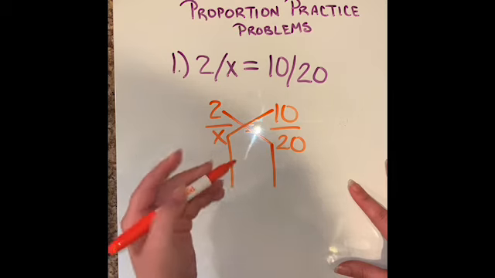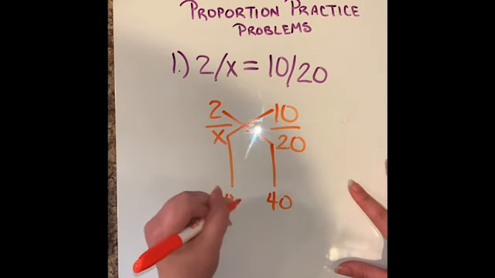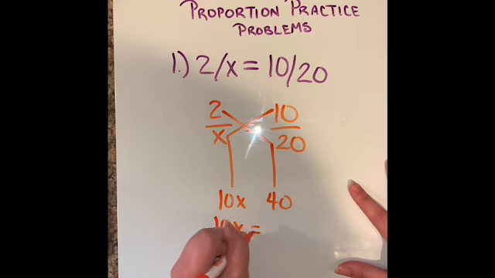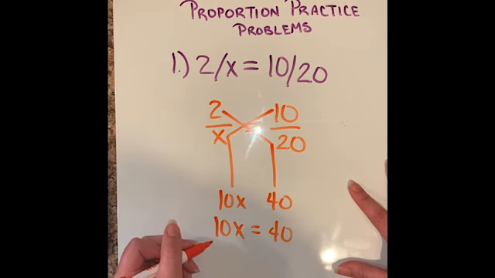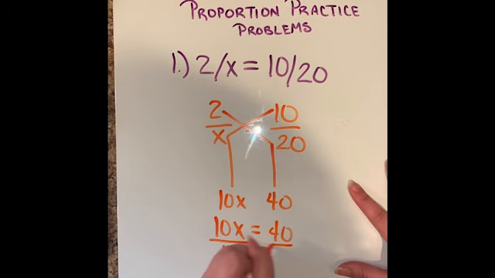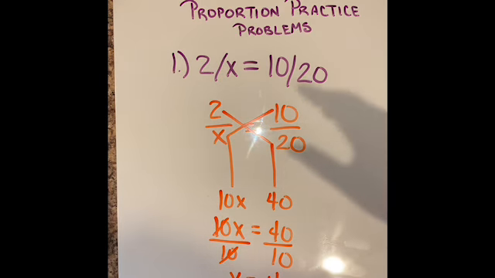So 2 times 20 is 40. 10 times x is 10x. So again, we're left with our equation, 10x equals 40. Anytime we have a number with x, we have to divide by that number to get x by itself. So we're going to divide by 10 on both sides. This crosses each other out, and we're left with x. 40 divided by 10 is 4. So again, x equals 4.